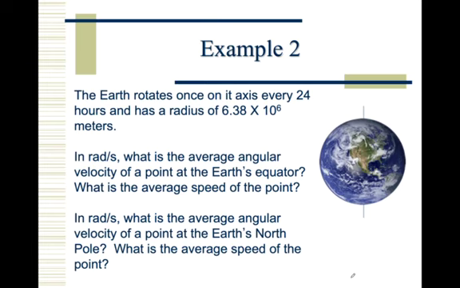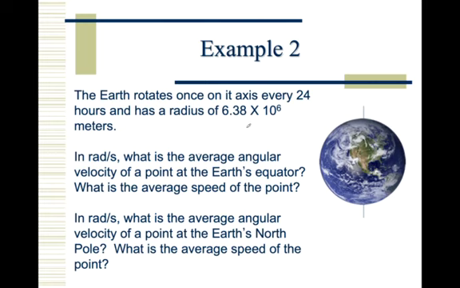Another quick example. I don't know if I've done this one yet. The Earth rotates once on its axis every 24 hours and has a radius of that. What's the average angular velocity of a point on the Earth's equator? How would you calculate that?